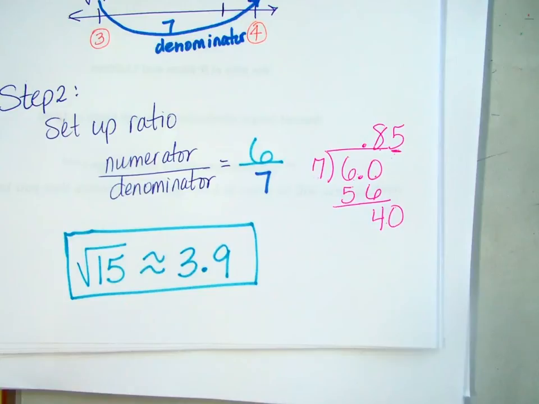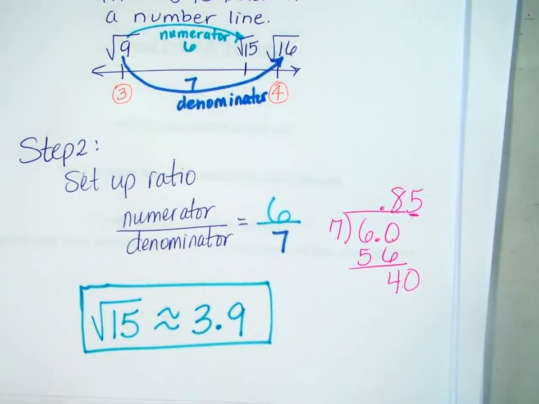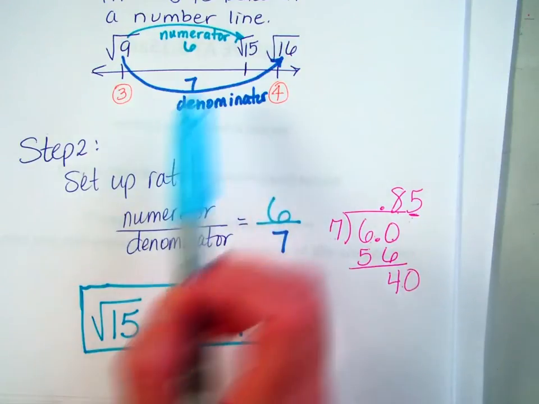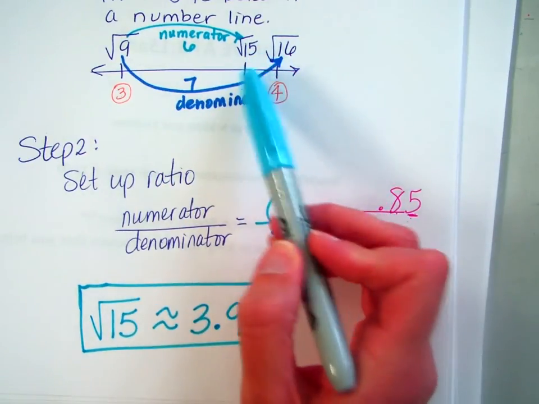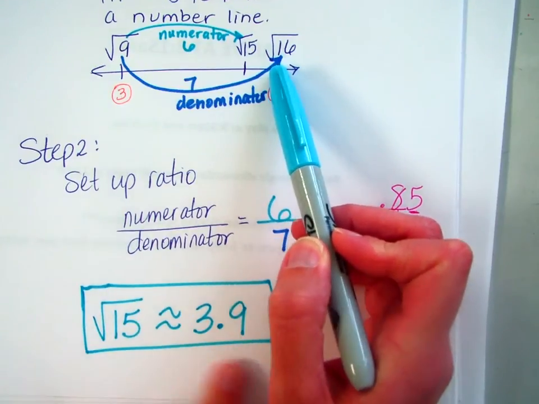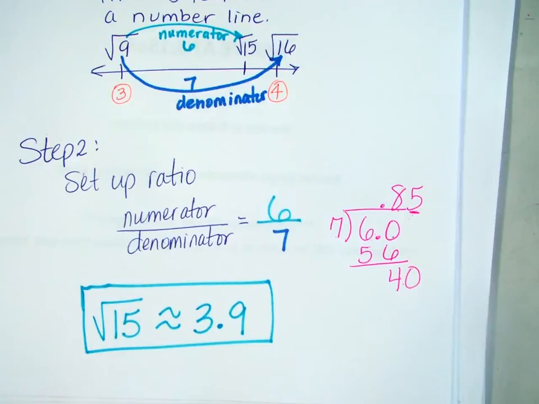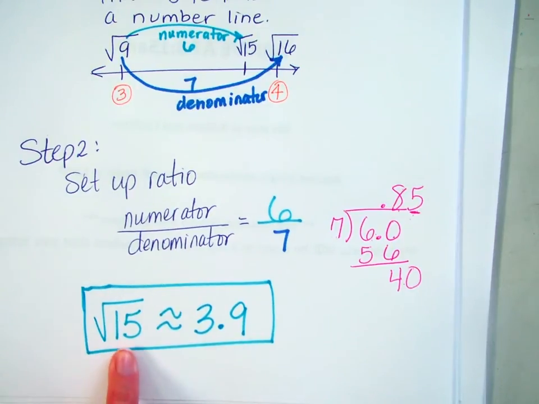All right, and then think about it too. On your number line, the square root of 15 was pretty close to this side. It's pretty close to 4, right? So 3.9 makes sense. It's going to be pretty close that way. All right, and if we were to put it in the calculator, it's going to come out pretty close there. Because, well, the square root of 15 really is going to go on forever. We're just trying to come up with an estimate here to the 10th place.